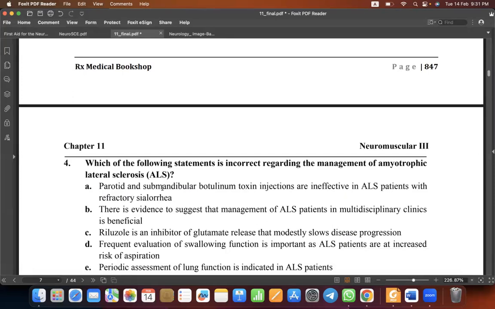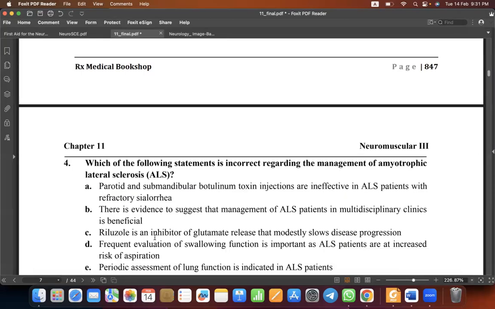The first important thing: what will be incorrect? The parotid and submandibular botulinum toxin is absolutely effective. It's an absolutely wrong answer. Second thing, it is evident that the management of ALS in a multidisciplinary clinic is beneficial. Of course, it's beneficial. We need to look at a lot of aspects in order to treat the patient properly, so we should have a multidisciplinary approach as well.